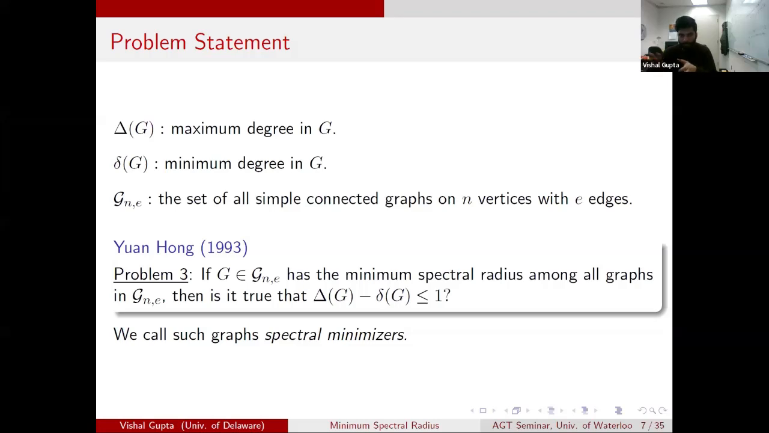He asked this problem: if G in this set has the minimum spectral radius, then is it true that the difference between its maximum and minimum degree is at most 1? In other words, we call such graphs spectral minimizers, so is it true that a spectral minimizer is almost a regular graph?